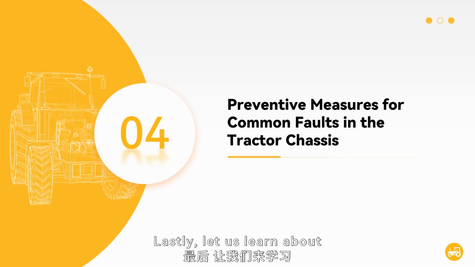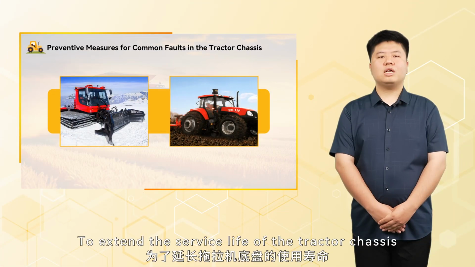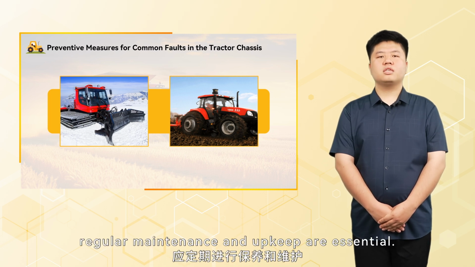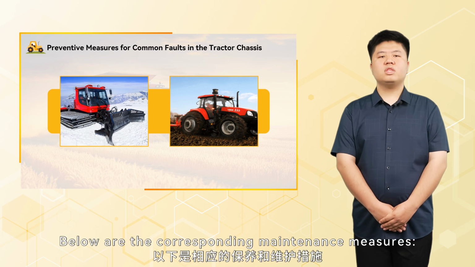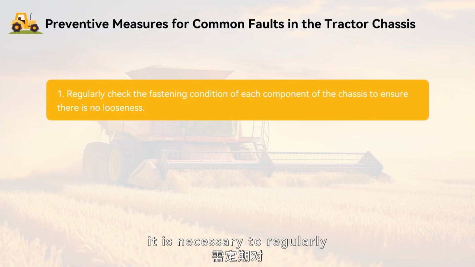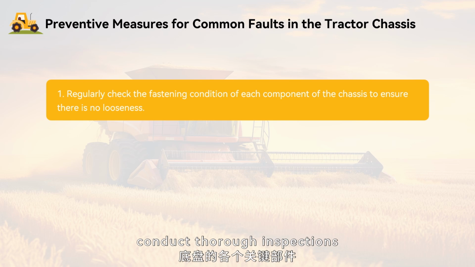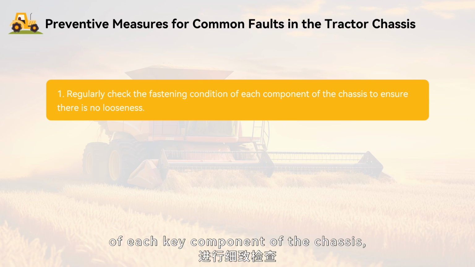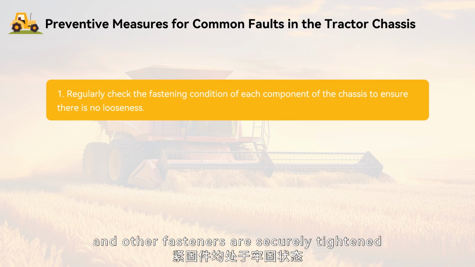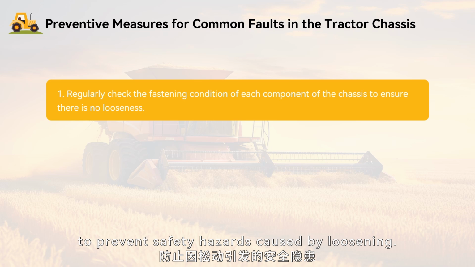Lastly, let us learn about the preventive measures for common faults in the tractor chassis. To extend the service life of the tractor chassis and reduce the occurrence of faults, regular maintenance and upkeep are essential. Below are the corresponding maintenance measures. 1. To ensure safety, it is necessary to regularly conduct thorough inspections of each key component of the chassis, confirming that all screws, nuts, and other fasteners are securely tightened to prevent safety hazards caused by loosening.